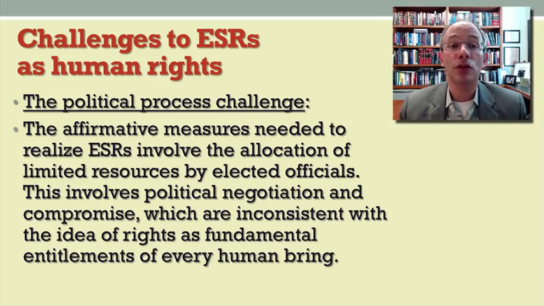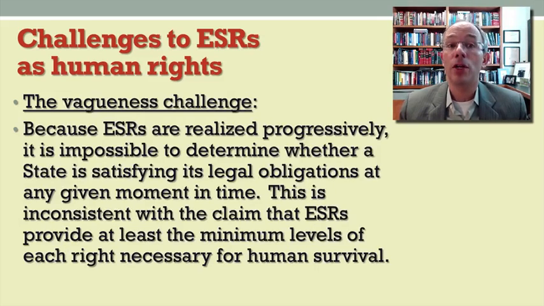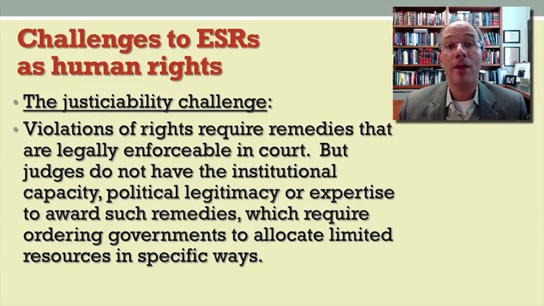A third potential challenge might be called the vagueness challenge. So recall that ESRs, according to the Covenant, are to be achieved progressively and over time. Given this progressive or evolutionary application of the law, it's impossible to say whether a state is satisfying its legal obligations at any particular moment in time. And that's inconsistent with the notion that ESRs provide at least a minimum level entitlement necessary for human survival for every human being.